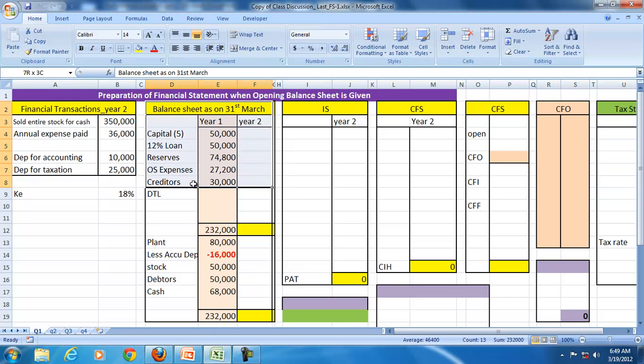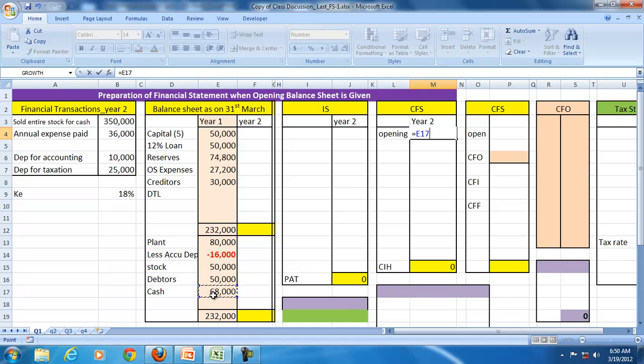So we have this opening balance sheet in place here and a set of financial transactions. The opening cash in hand is 68,000. Entire stock is sold and that is income. The stock is sold for 350,000 and that entire sales is for cash. So it is a cash inflow.